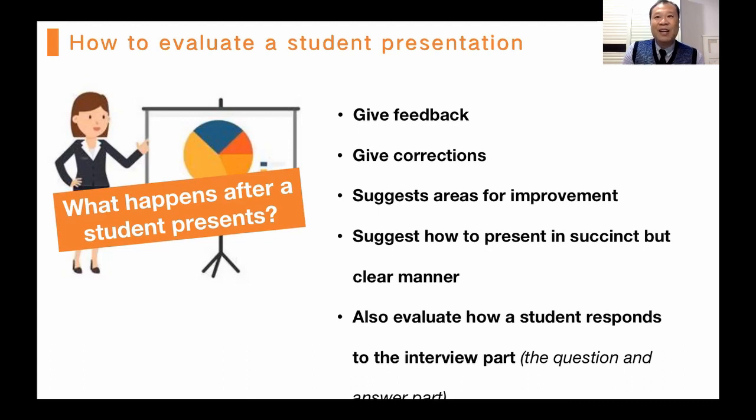And of course, since you are going to do the interview part, you might also want to give suggestions for improvement, right? How the student can answer interview questions, because this is going to be very useful for them, not just for the online class, but also for anything that they're going to do in the future, whether it's for school application or job application. It's very important that we help them learn how to respond to interviews.